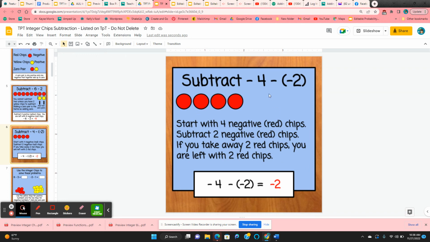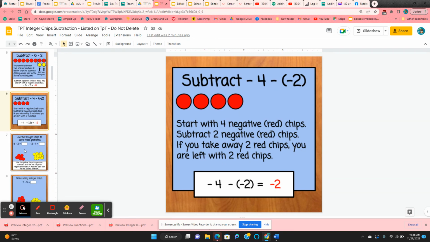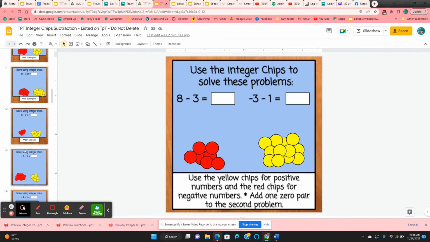It gives them another example. If they have negative 4 and they need to subtract negative 2, they're just going to take away 2 red chips and they'll have an answer of negative 2. Then they're given several problems to solve.